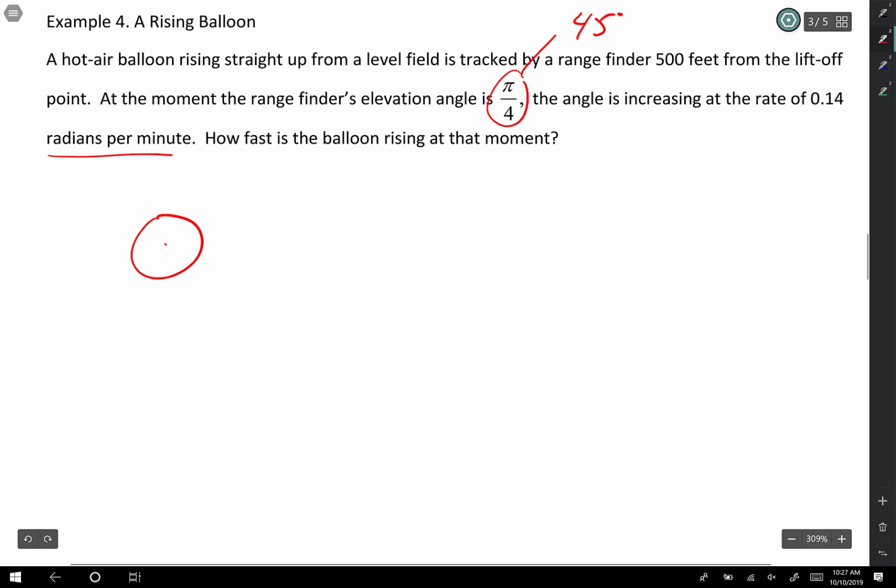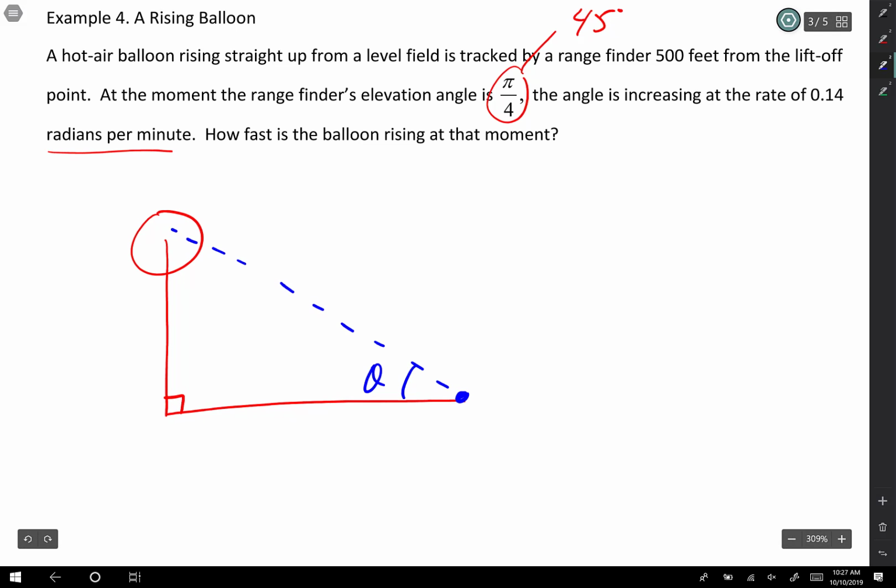So you have a hot air balloon. Here's my hot air balloon. Here's my right angle. And here's my rangefinder in blue. I'm going to call that angle theta. The only thing I'm going to put here is anything that is static, that does not change. So the rangefinder is how many feet away? You can put that in here, from the liftoff point.